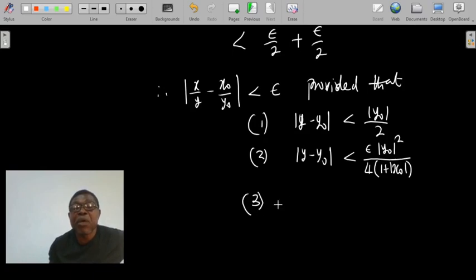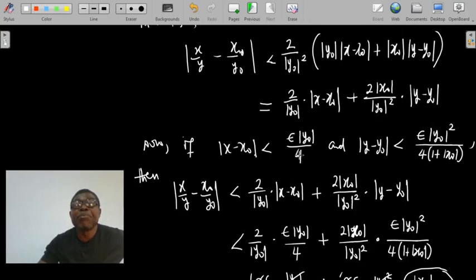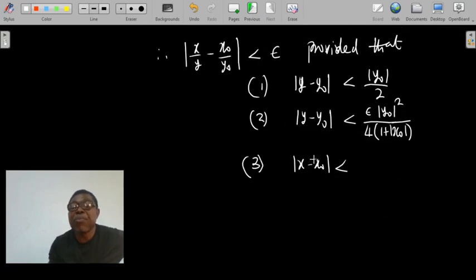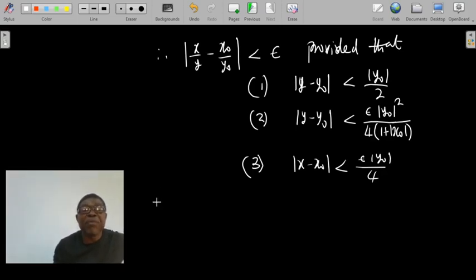That's what we have as the second estimate, or rather second control, on absolute value of y minus y naught. Then 3, we also have that absolute value of x minus x naught must be less than what we have here, epsilon absolute value of y naught over 4. So I'll put it here, epsilon absolute value of y naught all over 4. For this to hold, this must be the control we must put on these absolute values. And therefore, I will combine these two in one.